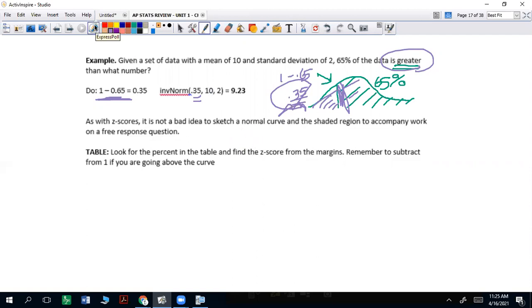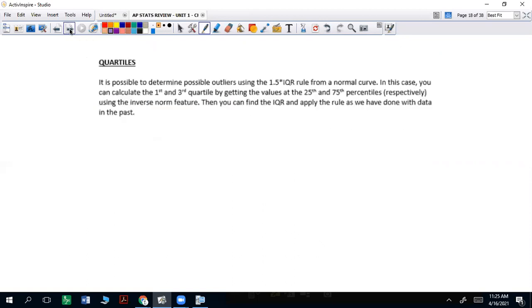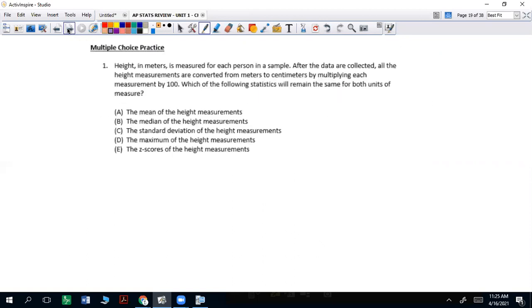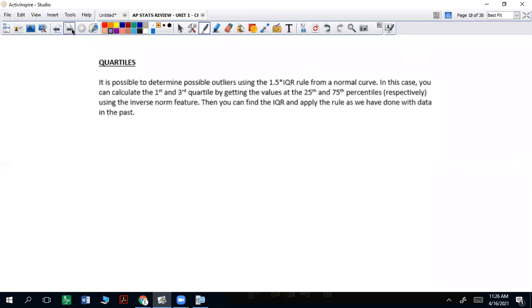We are almost done with the notes. I've taken a lot of your time. So this is the last thing, and then you can work on the multiple choice questions, okay? So talking about finishing out, it's possible to determine outliers using the 1.5 IQR from a normal curve. You can calculate the first and third quartiles by getting the 25th or 75th percentile and using inverse norm.